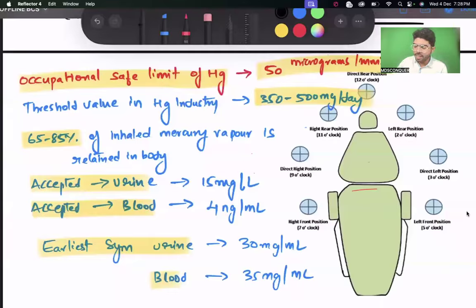Universal chair position: right rear position is 11 o'clock. For a left-hander, it will be left rear; for a right-hander, it is right rear. Direct rear is 12 o'clock. Direct right position is 9 o'clock. Direct front position is 7 o'clock. I hope you are familiar with these things.